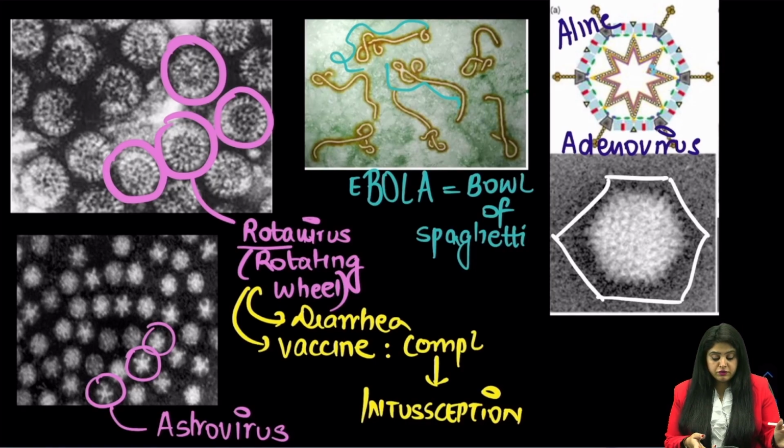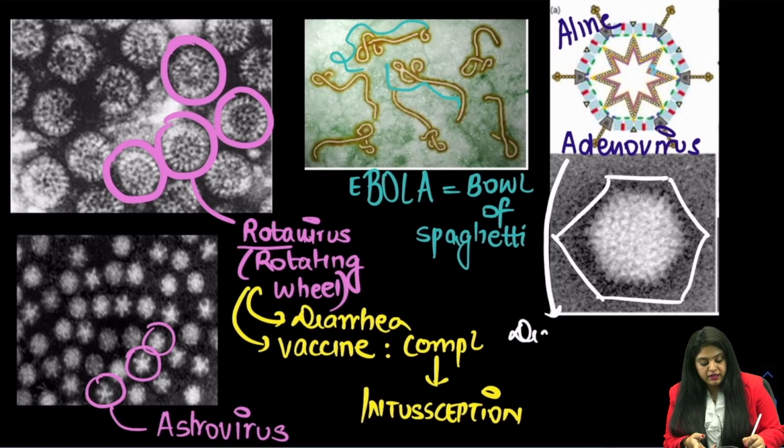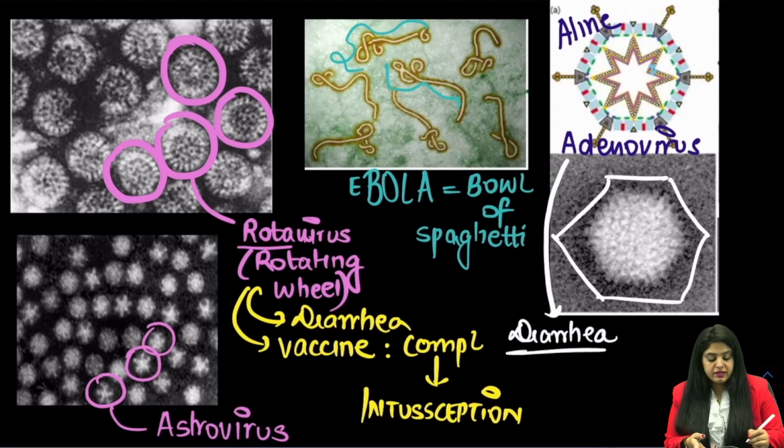Adenovirus can cause a lot of things, but one very, very famous question is that adenovirus is associated with diarrhea, and they ask you what strains of adenovirus cause it. Remember adenovirus 40, 41. Adenovirus 40, 41 are going to cause diarrhea. They'll give you options like 20, 19, 7, 10, 40, 41.